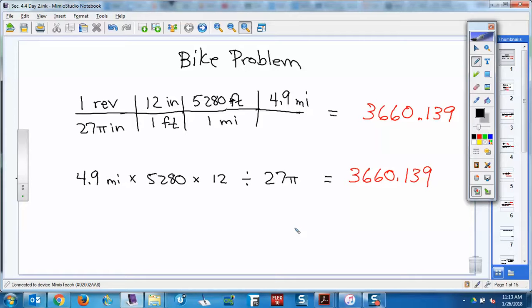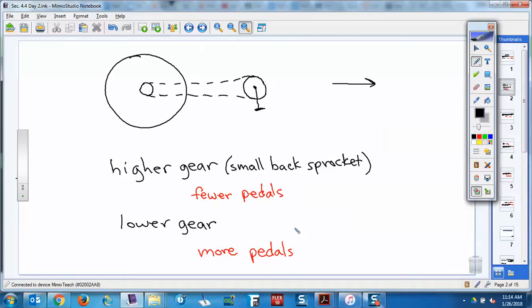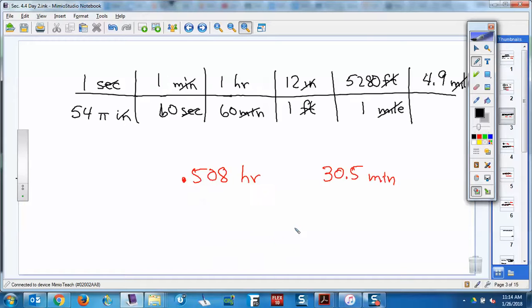And so you're going to need that many rotations. With a smaller gear, if one pedal rotation only made the tire go around once, you're going to need twice as many pedals to get to the arc length, right? All right, if you went one rotation per second, how long would it take? Okay, so that's that question. How long would it take?